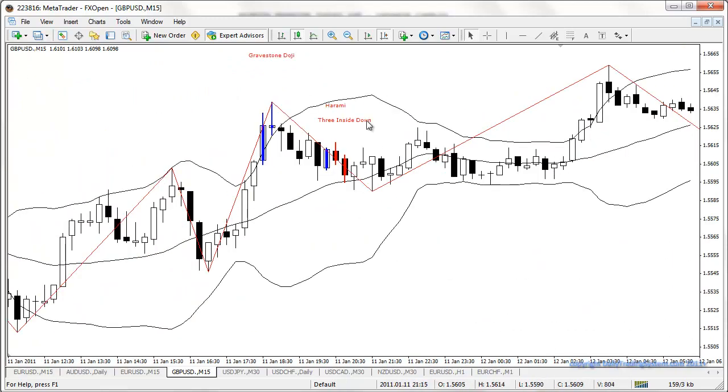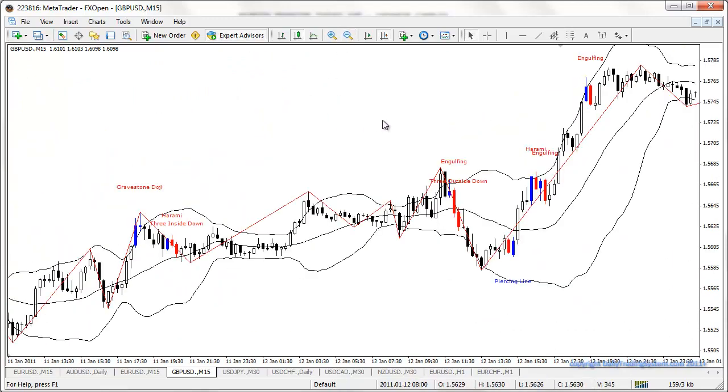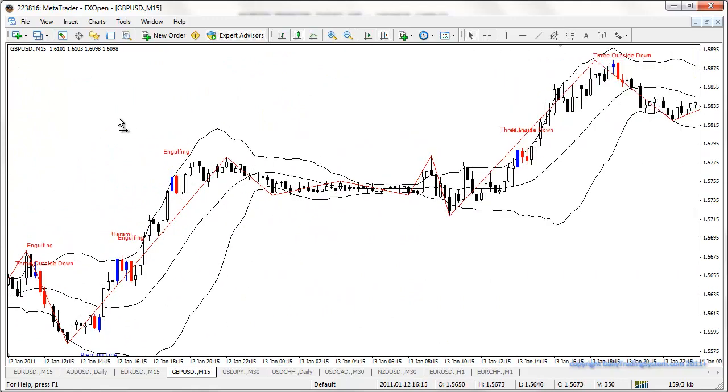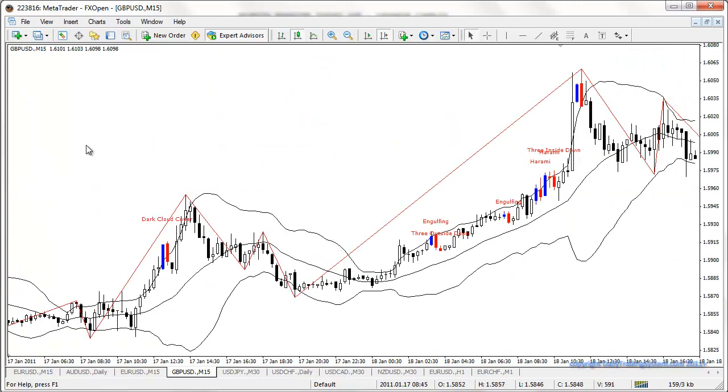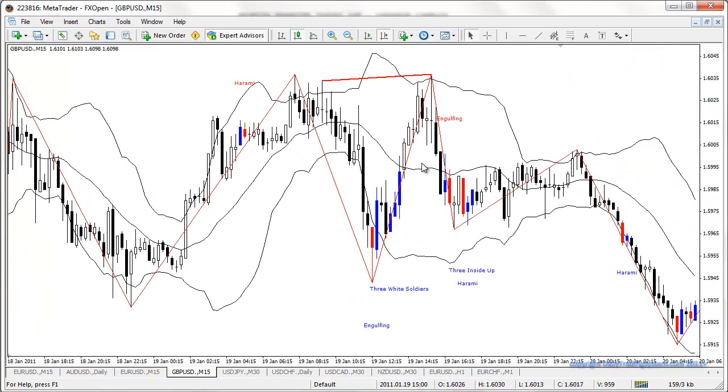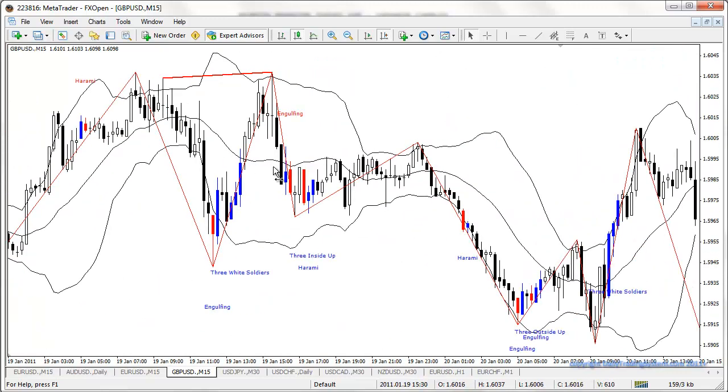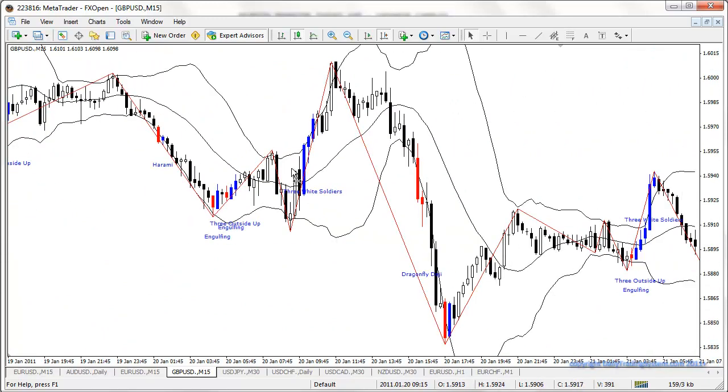Okay, let's see where the trend's starting. It seems like we're in a very bullish trend right now. Okay, I'm not really seeing any good examples right here.